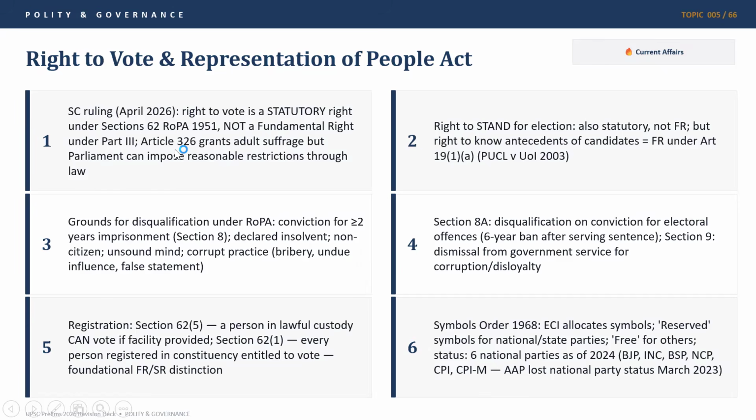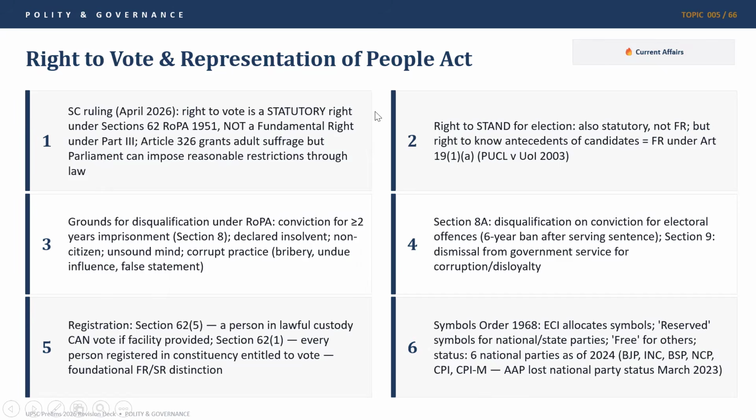Article 326 of the Constitution, again, read the entire Constitution very properly. Article 326 is very important, where it grants adult suffrage, but Parliament can also impose reasonable restrictions through law. The right to stand for election is also a statutory right. It is not a fundamental right. But the right to know about the antecedents of candidates is a fundamental right under Article 19(1)(a), which is the right to information. It was given in the PUCL versus Union of India case in 2003.